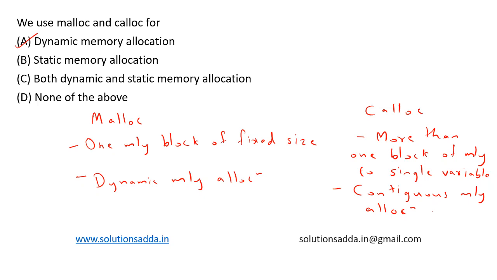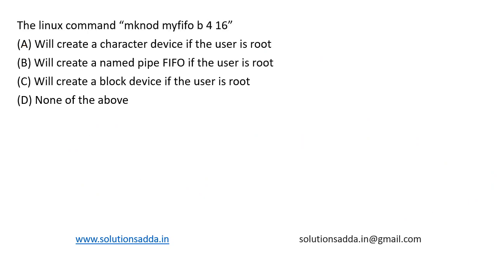Now what is dynamic memory allocation? In dynamic memory allocation, the memory is allocated during the runtime from the heap segment. That is the important point. Memory is allocated during runtime from heap. So based on the options, option A is the correct answer.